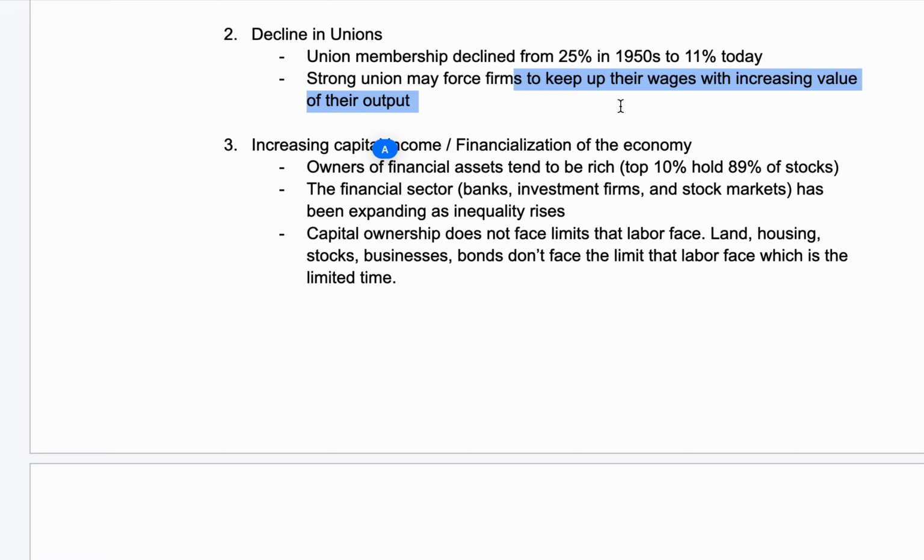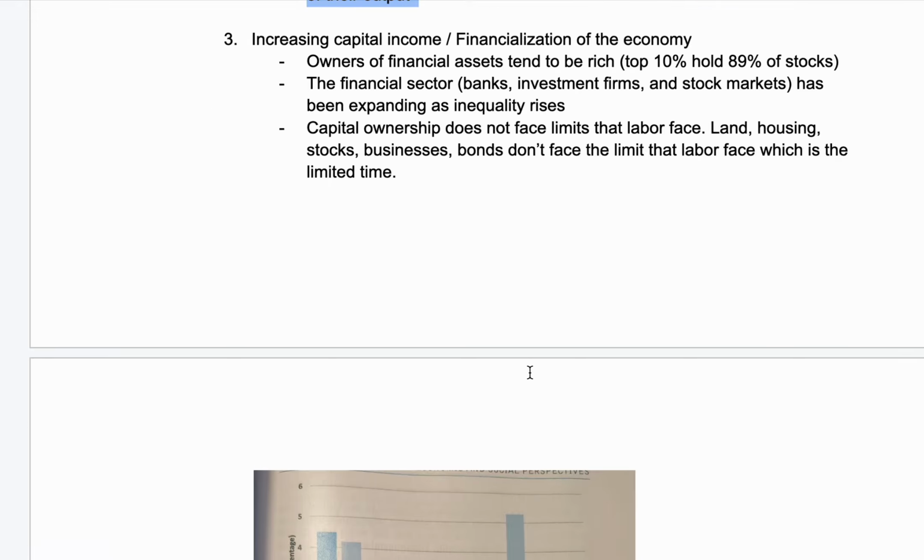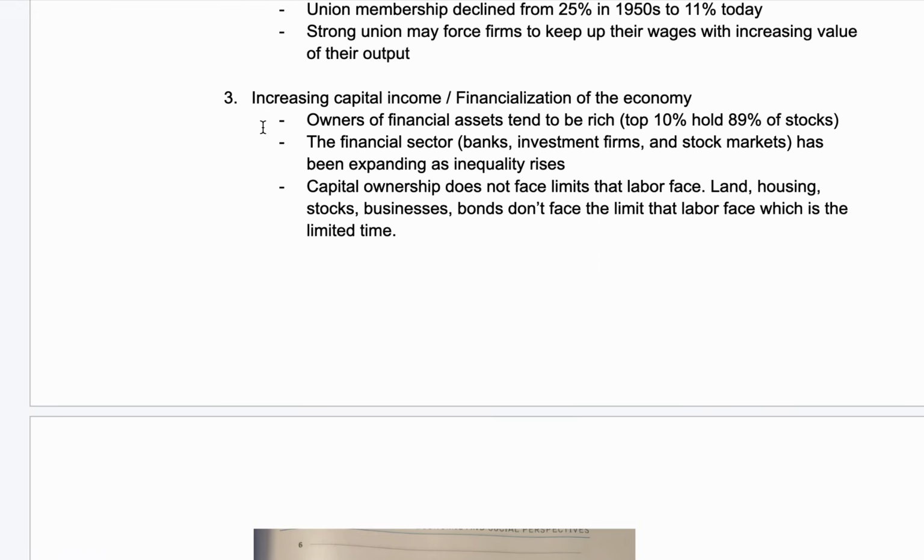However, if there are no strong unions, firms can just keep their wages low, rather than raising them, because firms want to increase their profit. But if there's a union that actually threatens them, pressures them to raise it, that could happen, and that used to happen maybe. However, union membership is very low right now, so it doesn't. That's not the case. So that's a very interesting explanation.